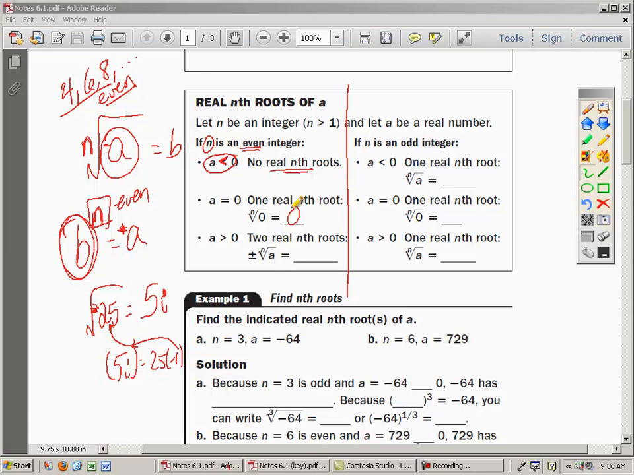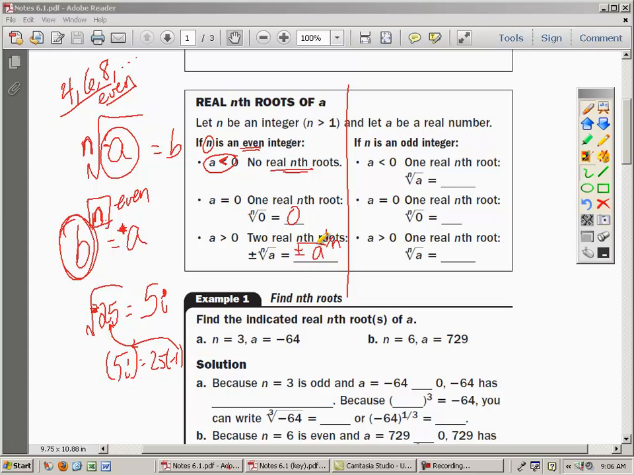It's 0. All right. And if a is greater than 0, now we can think of 2 numbers that we can raise to that even power. And so it would be plus or minus a to the 1 over n power, and we'll explain a little bit more about what that 1 over n means. But basically, you get 2 real roots, 2 real nth roots. So it has 2 solutions.